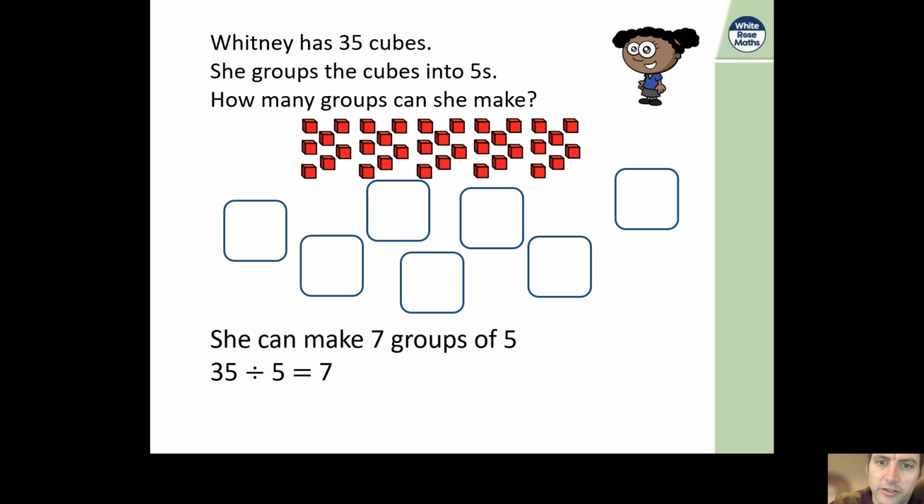Now, a slightly different way of doing it, where she's grouping rather than sharing. This time she's got her 35 and she puts them into groups of 5. So she's still thinking about her 5 times table. She's only looking at groups of 5, but she wants to know how many groups she'll end up with. Here she's got 1 group, a 2nd group, a 3rd group, a 4th group, a fifth group, a sixth group, and finally a seventh group. So she ends up with 7 groups. And here, what we learn is that 35 divided by 5 is 7. So she can make 7 groups of 5.